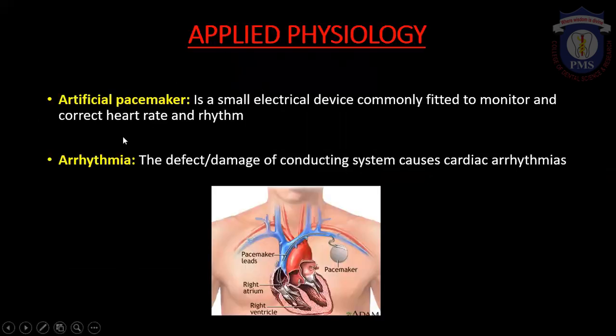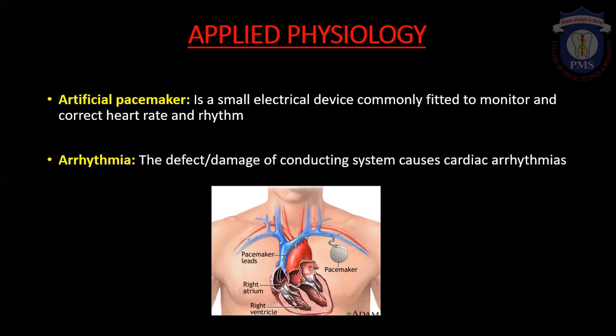So, talking about the applied physiology: artificial pacemaker. In this figure, you can see the artificial pacemaker, which is a small electrical device commonly fitted to monitor and correct the heart rate and rhythm. And arrhythmia, that is, a defect or damage of the conducting system, causes cardiac arrhythmia. That is, there will be irregular beating of the heart, or irregular transmission of impulses. So this is all about the cardiac system.